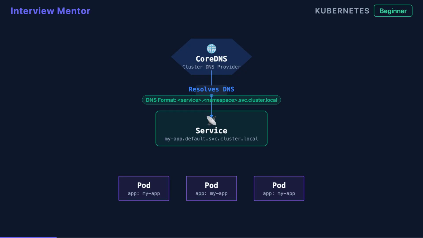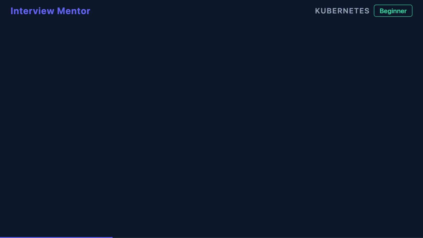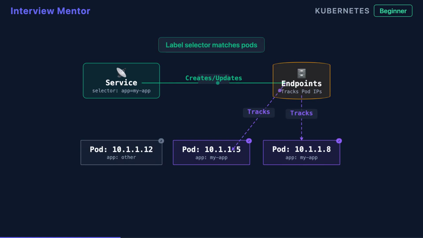When you create a service, CoreDNS automatically registers a DNS entry following a specific format, servicename.namespace.svc.cluster.local. For example, myapp.default.svc.cluster.local. Any pod can resolve this name to reach the service. How does a service know which pods to route traffic to?